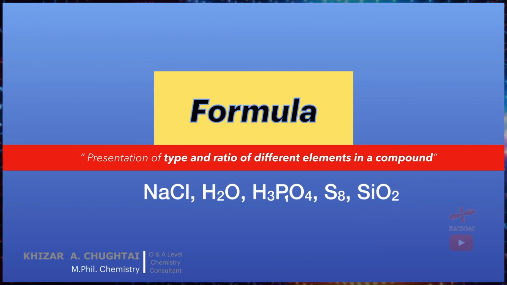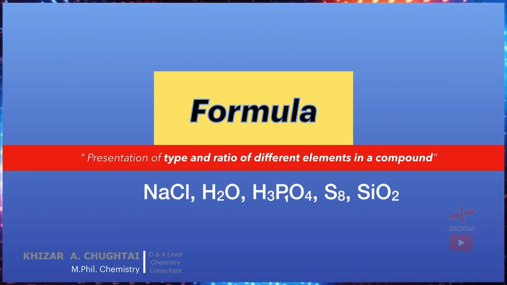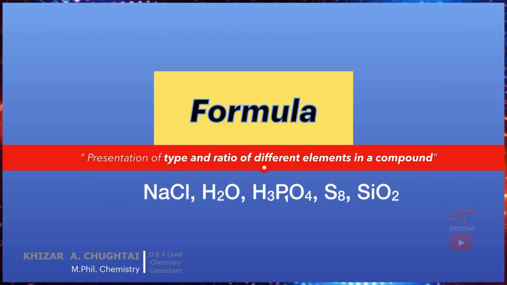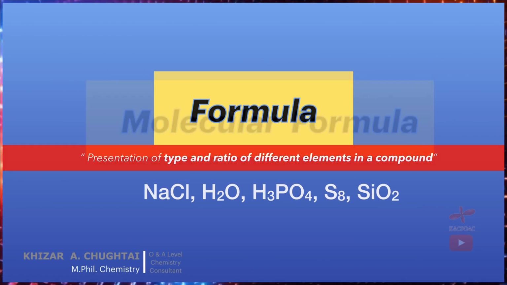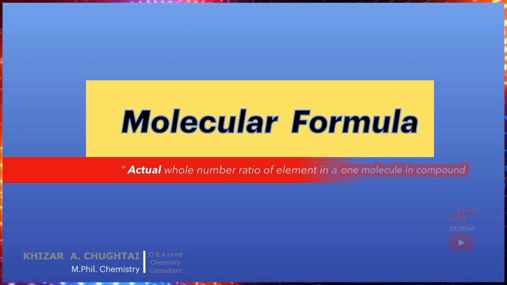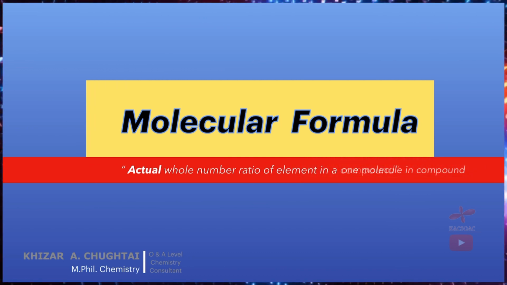ratio is 1:2. So basically a chemical formula is the presentation of type and ratio of different elements in a compound. The compound may be an ionic compound or the compound may be a covalent compound. There are further two types of chemical formula. One is said to be the molecular formula. What do you mean by the molecular formula?